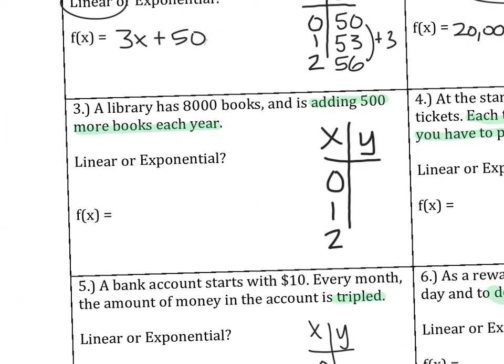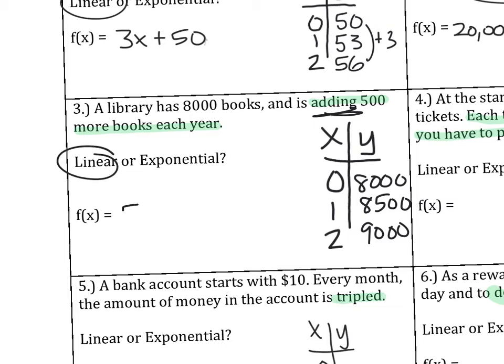A library has 8,000 books and is adding 500 more books each year. So 8,000 is how many we start with, and we're adding 500 each year. Okay, so clearly this is going up by adding. It says it right in the question, so that's linear. So it's going to say 500x plus 8,000.